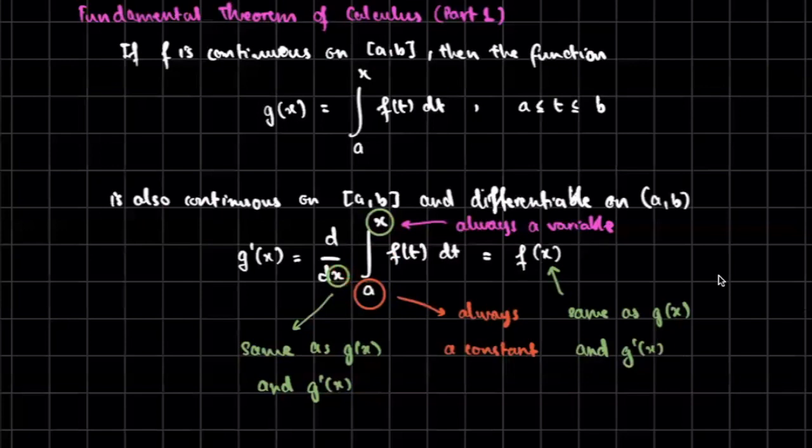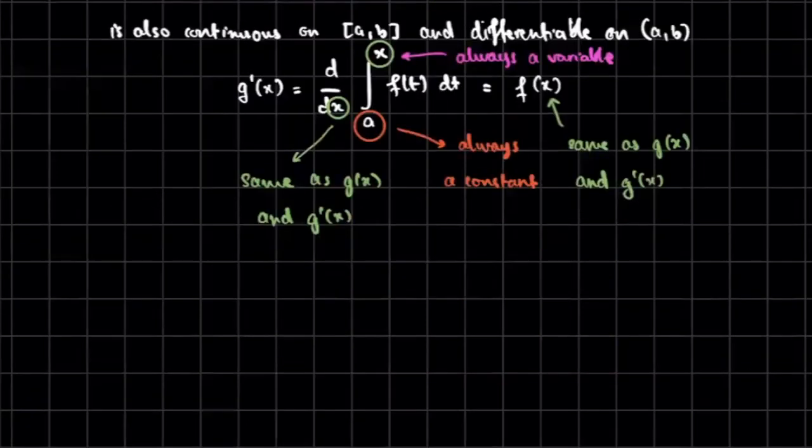Okay, so let me give you some example here. It's going to be very straightforward calculations to give you an idea that when you apply derivative operator on the integral operator, they cancel out. Okay, let's take a look at the following example.